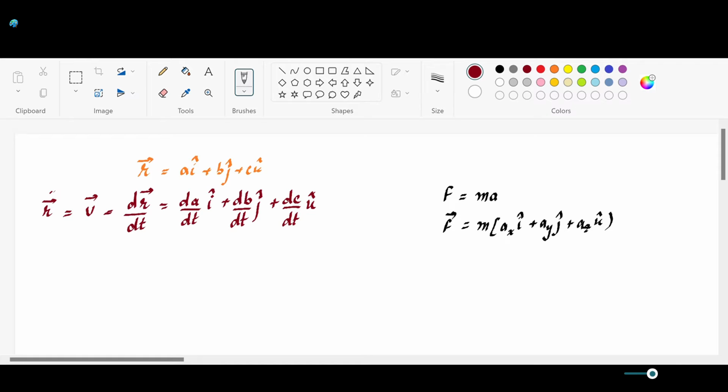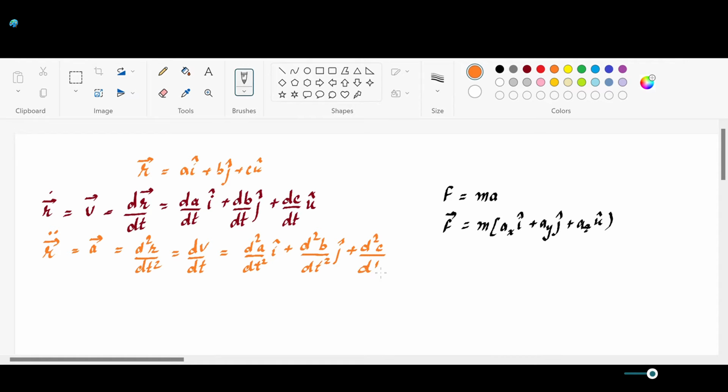Similarly, we can also take the rate of change of velocity, and that rate of change of velocity in three dimensions can be written as r double dot. This r double dot will simply be the acceleration of the particle, which equals d square r by dt square, or which we also call dv by dt. These are just notations. It's the same thing written in different notation, and that equals the double derivative: d square a by dt square i cap plus d square b by dt square j cap plus d square c by dt square k cap.